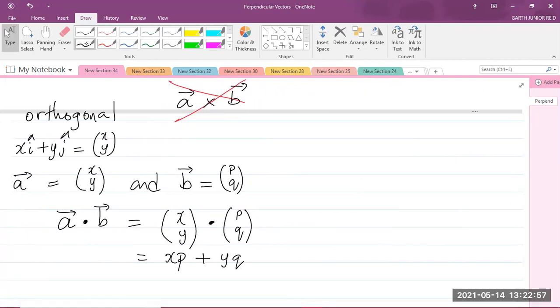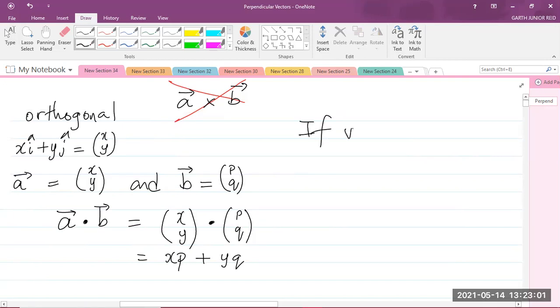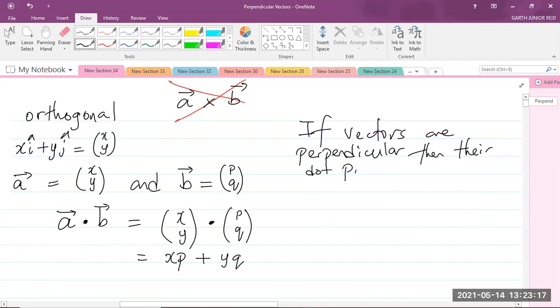So if vectors are perpendicular, then their dot product is equal to 0.